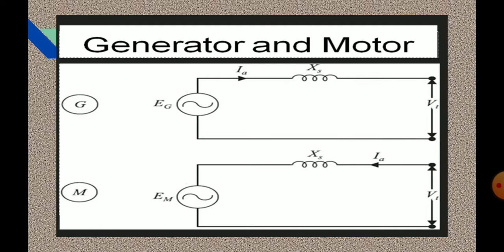So this symbol represents generator and motor. For generator, the EMF is represented in the diagram. So EG, that is EMF of the generator, along with XS, this is a reactor in secondary side. EM represents the EMF value of the motor, XS is the reactor, IA is the armature current and VT is the terminal voltage.